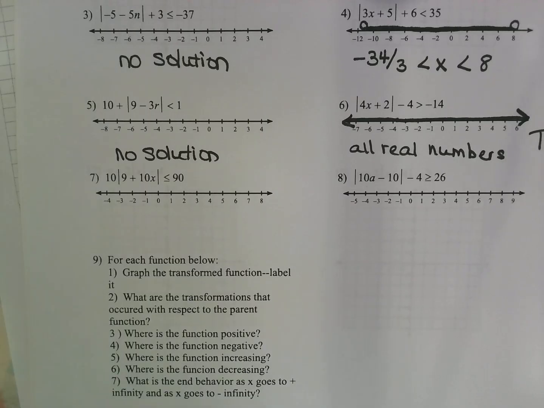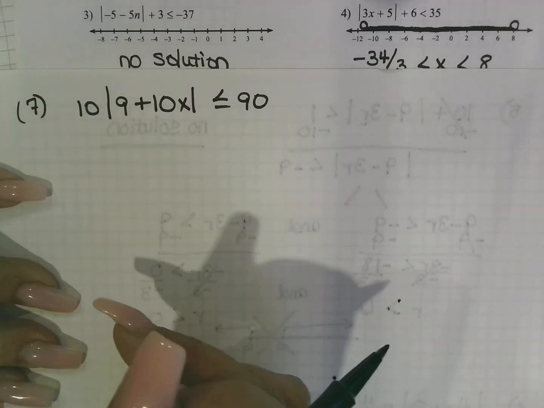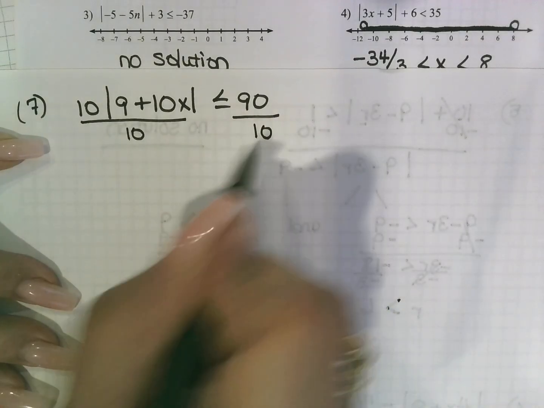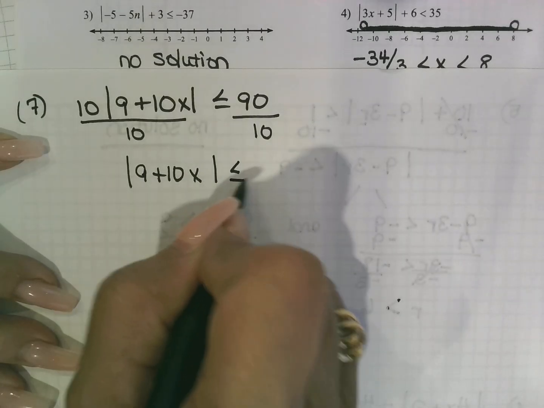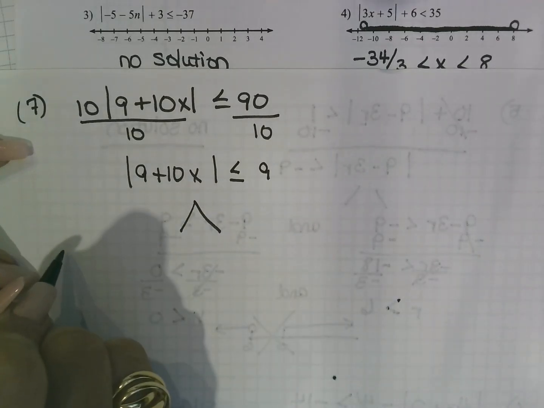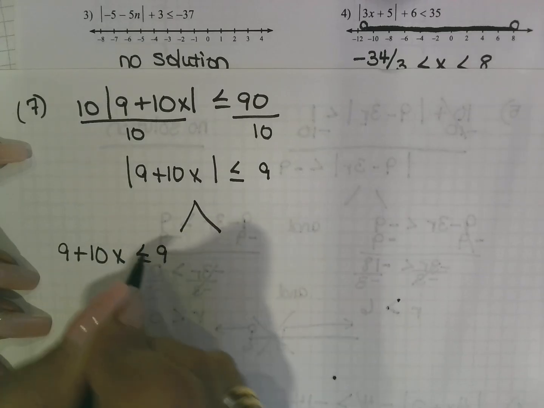Let me write this one down. For number 7, we have 10 times (9 plus 10x) less than or equal to 90. All right, so this one has something other than addition or subtraction going on over here. There's multiplication by 10. So to get rid of a multiplication by 10, we divide both sides by 10. And this will give me 9 plus 10x less than or equal to 9. All right, we're going to break this one up into two different inequalities. Less than or equal to 9. This is an and.